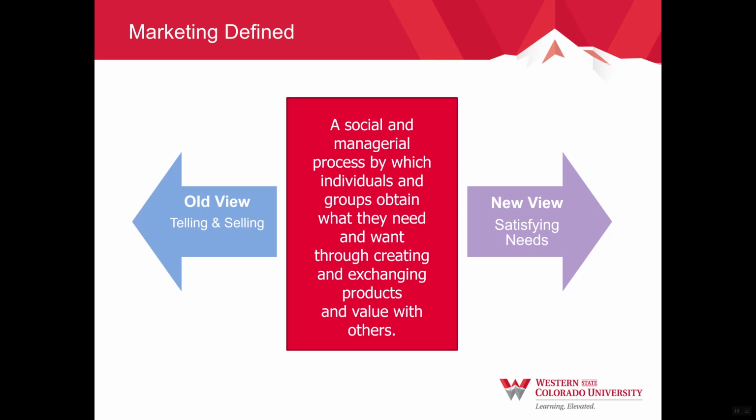So, as we talk about a definition for marketing, we look at the old view, which is really about telling and selling things. Our new view has moved more into how do we help satisfy the needs of our customers or other businesses, whoever it is that we're selling to or whatever it is that we're trying to do. As we go into this red box in the middle, this is a process, social and managerial, where individuals and groups obtain what they need through creating and exchanging products and value with others.